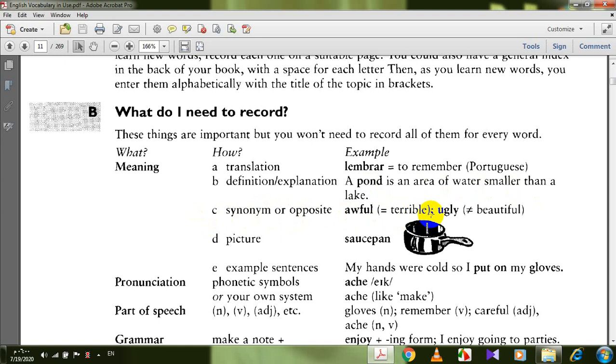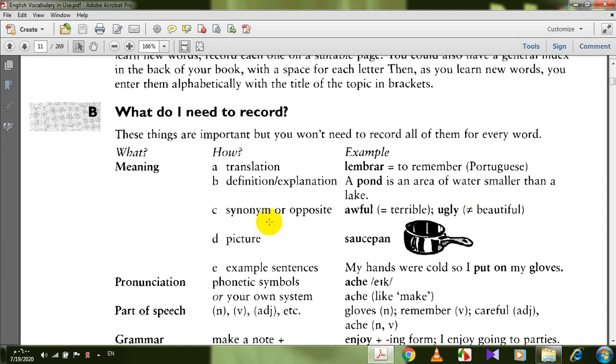Awful means terrible, and this symbol means the opposite. So I'm going to provide you with a list of the symbols used in this book. Okay, I'm going to put it on the Moodle.